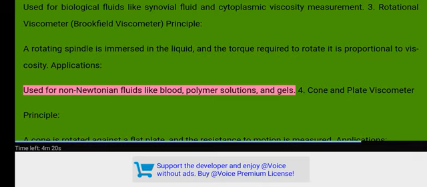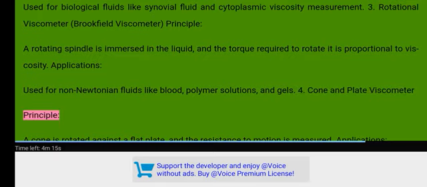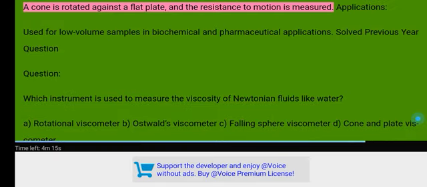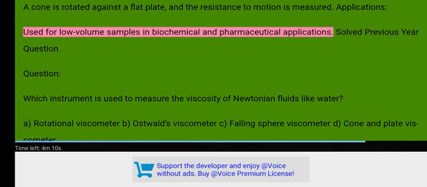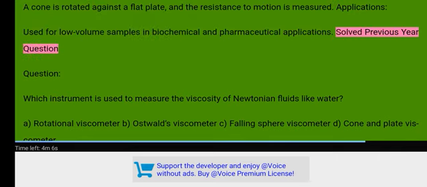Applications. Used for non-Newtonian fluids like blood, polymer solutions, and gels. 4. Cone and plate viscometer. Principle. A cone is rotated against a flat plate, and the resistance to motion is measured. Applications. Used for low-volume samples in biochemical and pharmaceutical applications.